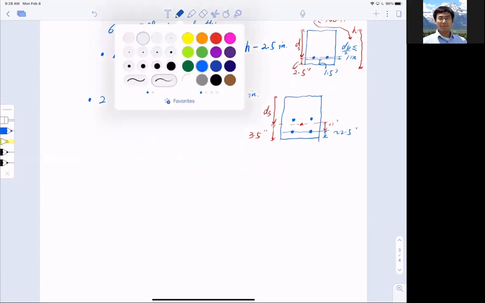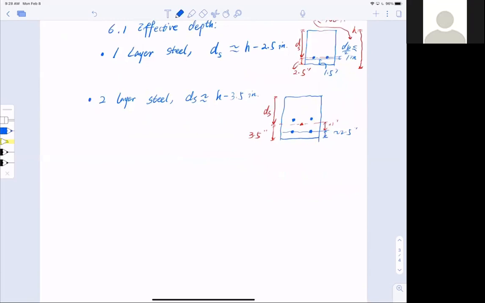So you're saying that we just always assume 2.5 and 3.5 respectively? To start with, yes, when you don't know the reinforcement at all, yes. All right, thank you for answering.